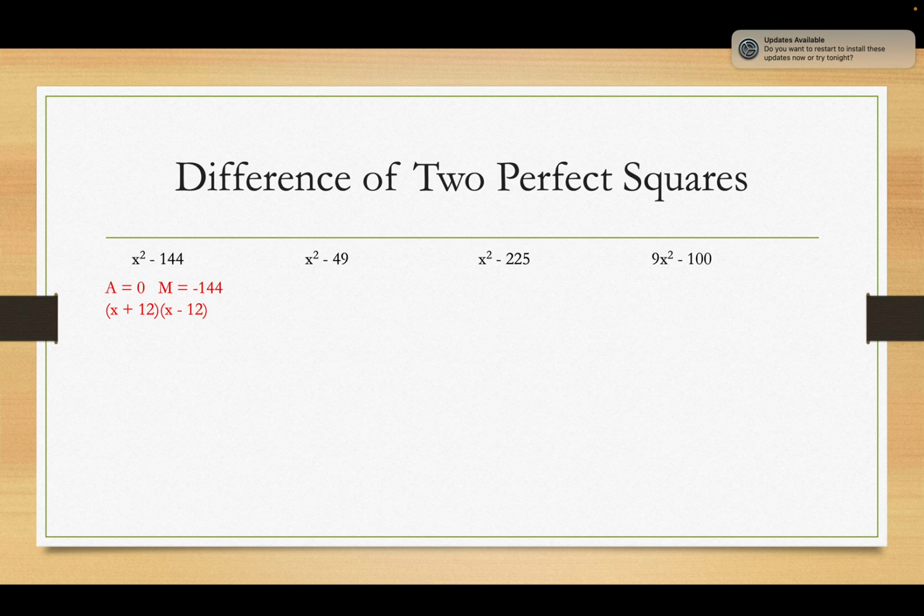Now, there's a formulaic way to approach this. When you notice that both the first term and the last term of the binomial are perfect squares, and there's a minus in between, it's called the difference for a reason, that minus sign, of two perfect squares, you can square root both of them. So the square root of x squared is just x, and the square root of 144 is 12. And here's your x, first term of each parenthesis or package. And then there's your 12, positive 12 and negative 12.